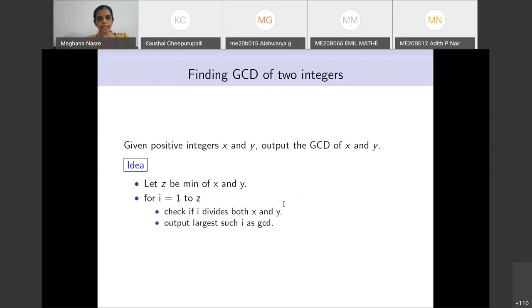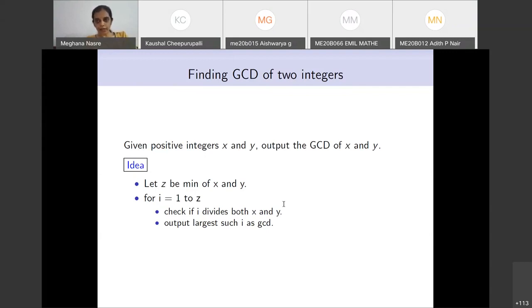So the first idea that we started with is this simple idea that if we are given two positive integers x and y and we want to compute the GCD, we compute the min of that, which is z, and then from 1 to z we check whether i divides both x and y, and as long as we keep finding this i, we keep refining our update of the GCD. When we hit z, we have exhausted all the things that we could have tested, and therefore whatever is our i at that stage, we will output that as our current estimate of GCD.